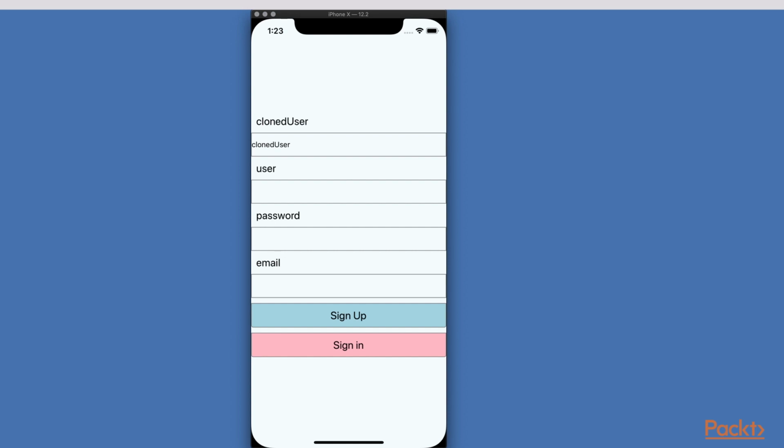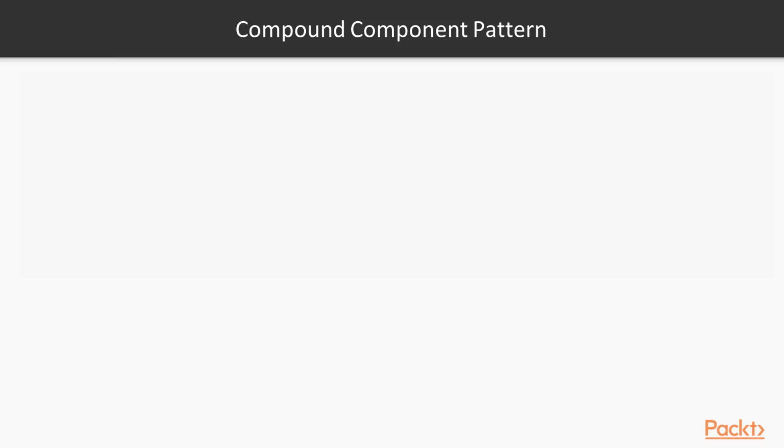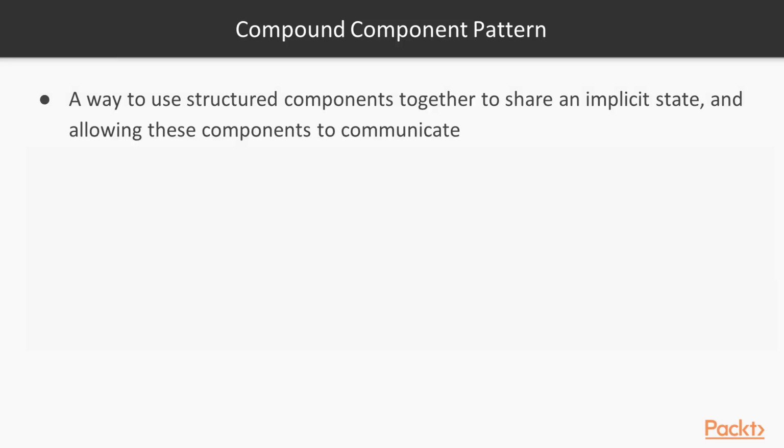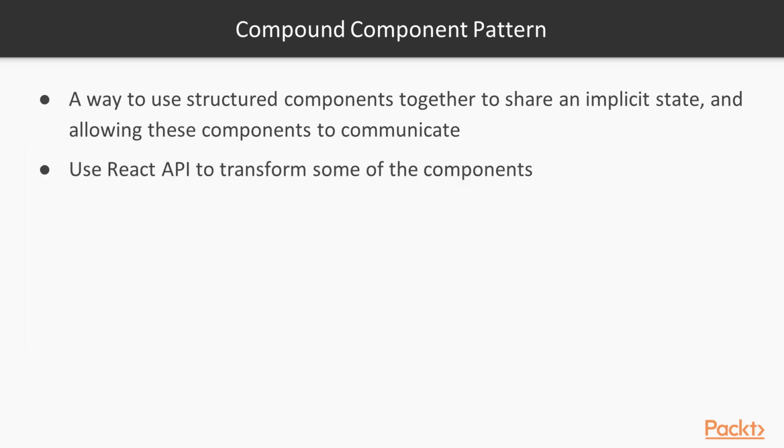Now that we understand the tools we can utilize to transform our components, let's discuss what actually is the compound component pattern. In short, the pattern is a way to structure your components together to share an implicit state, allowing these components to communicate. So instead of building a bunch of highly configurable components through props, we can utilize some of the React API to transform our components to allow them to share passed in state and achieve a solution. So at this point, we have built a foundation of the tools we will utilize to build our compound components.